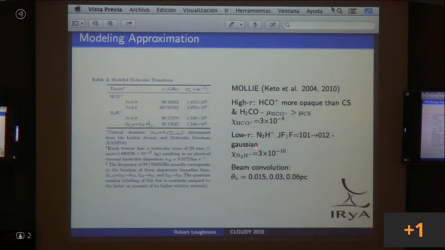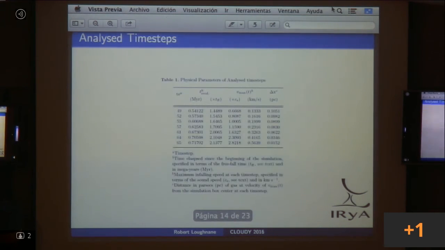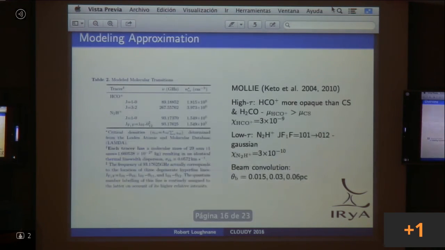The optically thin tracer we used was the hyperfine line from N2H+, diazenylium. This particular line remains Gaussian-like throughout the collapse. It was important that it remained Gaussian-like at the last time step. Now it doesn't remain sufficiently Gaussian, but it has a slight skew. It still can be used as the optically thin tracer.